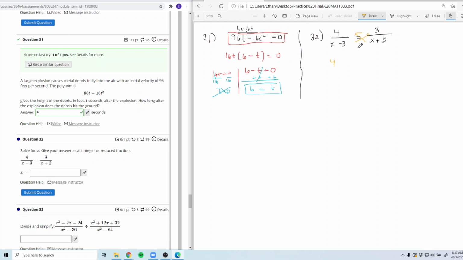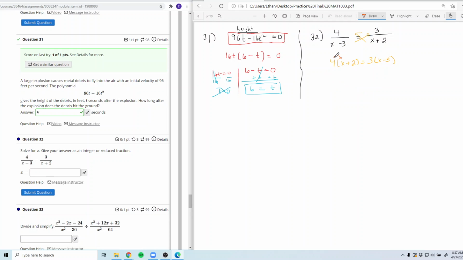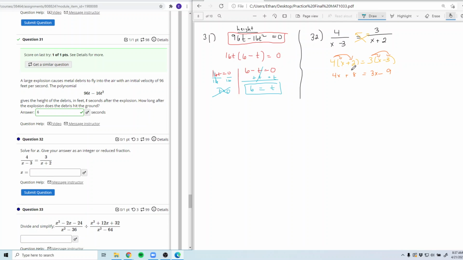So on the left, we'll have 4 times the x plus 2. And on the right, the 3 goes with the x minus 3. Now to finish solving for this, we want to distribute because we know we got to get rid of those parentheses. We get 4x plus 8 equals 3x minus 9. And then to finish solving, now we have no parentheses or anything. We want to get the x's on one side, subtract 3x from each side.